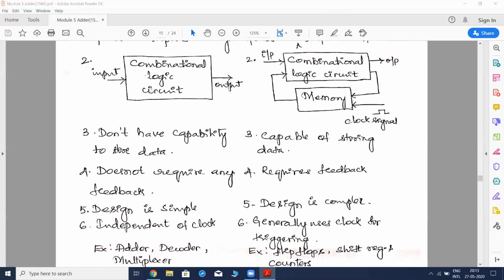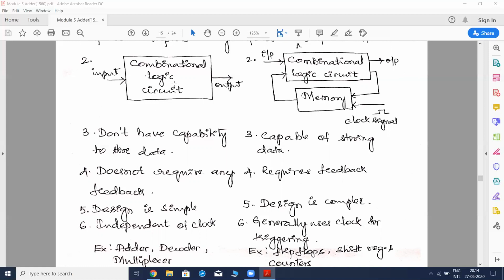For the time being, you see that with respect to design and dependency on the clock, we can differentiate combinational as well as sequential circuits. So the design is simple in a combinational circuit. Since feedback is present in sequential circuits, memory is also available, and it can store certain information. Obviously, the design of sequential circuits is quite complex. And one more difference is that combinational circuits are independent of the clock.